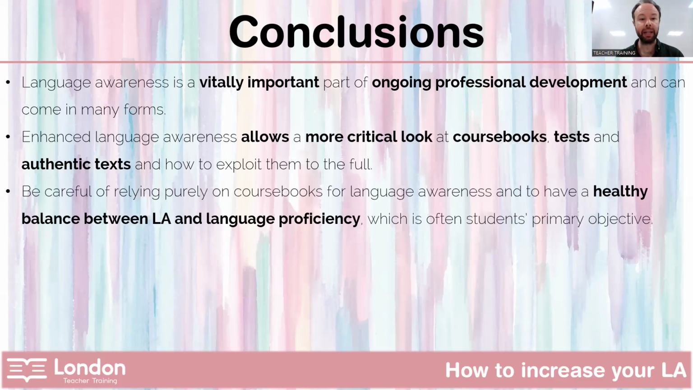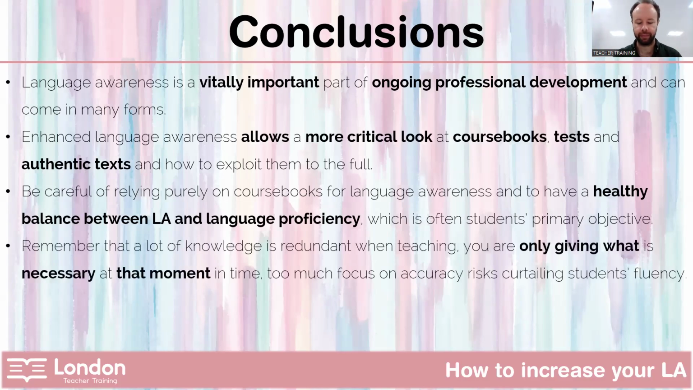Okay, next, be careful of relying purely on course books for language awareness and to have a healthy balance between language awareness and language proficiency, which is often students' primary objective. Well, fairly self-explanatory. It's about needing to know more than what the course book says, and bearing in mind that students are usually most interested in proficiency, and so they want to be able to communicate and use the language, and so what goes on in class needs to reflect this, that balance.